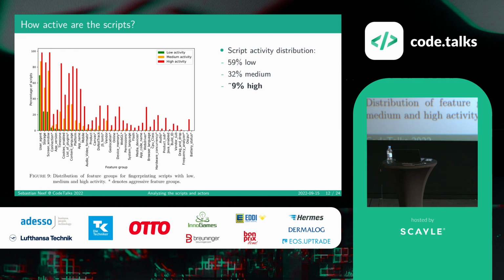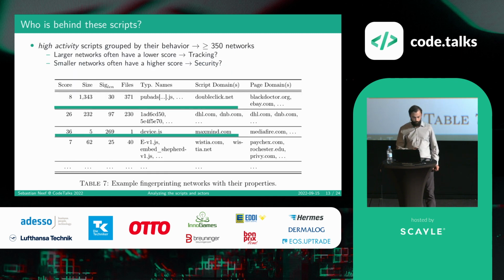And then we have medium activity scripts. You can see they in total access more feature groups. So we have content language, platform, list of plugins, maybe the vendor. But the very interesting scripts that we will look at are high activity. And you can see all the red bars are from those scripts accessing device memory, media devices, CPU class, WebDriver, and all the different properties that we monitored. The distribution is about 60% low, 30% medium, 9% high of all the scripts that we've seen.